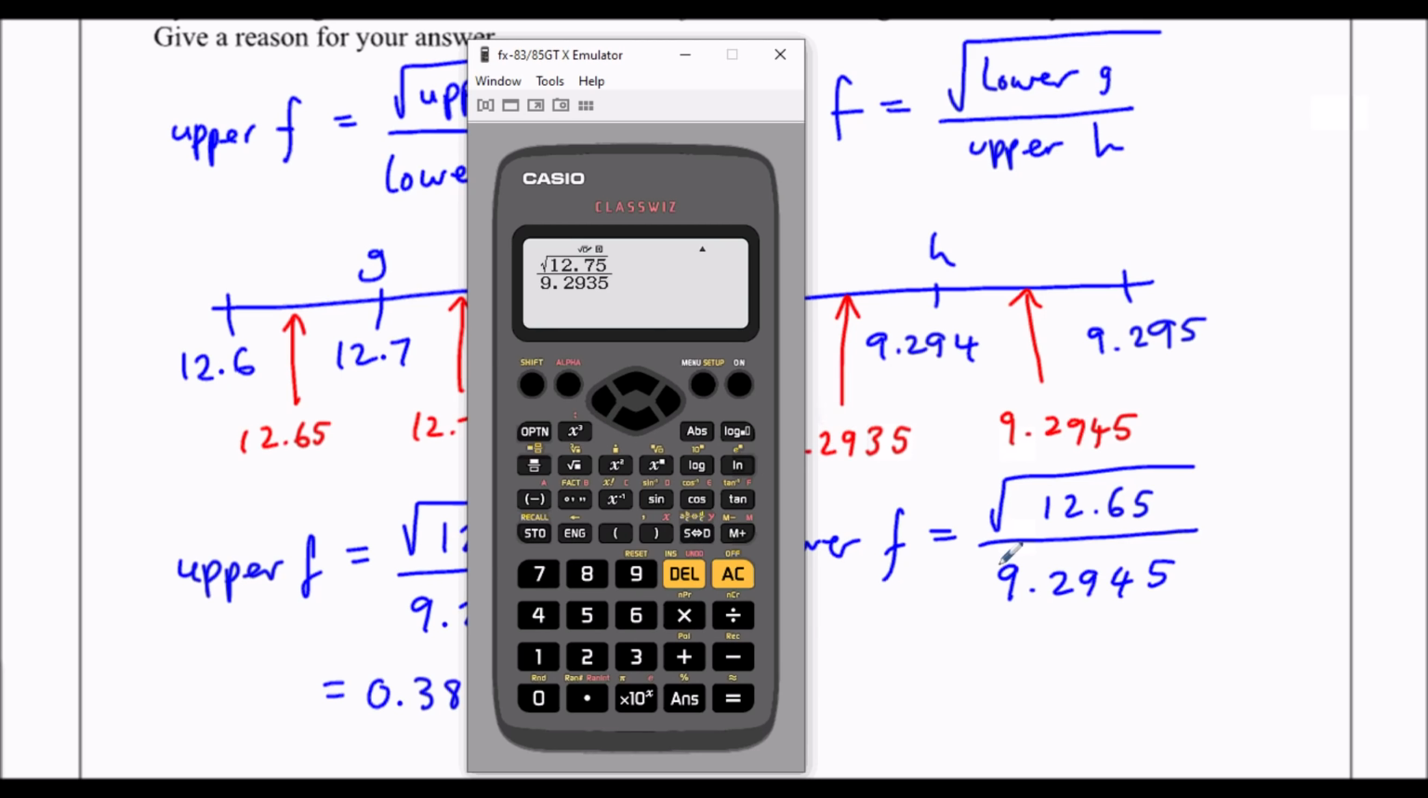And then for the lower bound for f, it's 12.65 over 9.2945.